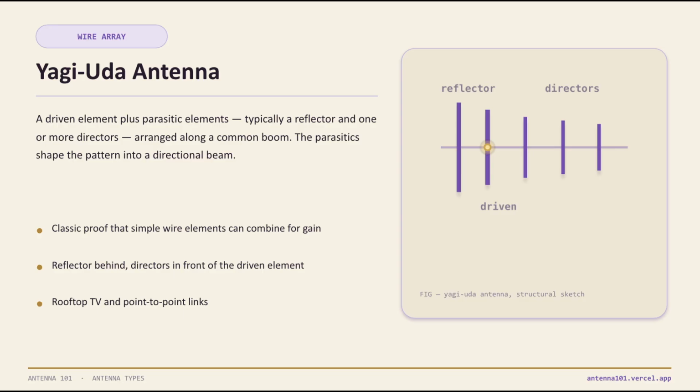A Yagi-Uda tuner uses a driven element together with parasitic elements, typically including a reflector and one or more directors, all arranged along a common boom. The parasitic elements shape the radiation pattern and produce a directional beam. Yagi tuners are a classic example of how simple wire elements can be combined to achieve higher directivity.